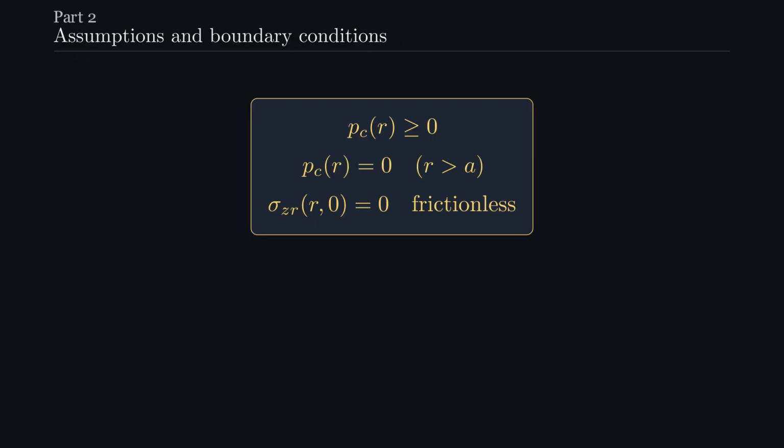Now the assumptions become boundary conditions. No adhesion means contact pressure is non-negative and zero outside the contact patch. Frictionless contact means the tangential surface traction is zero.